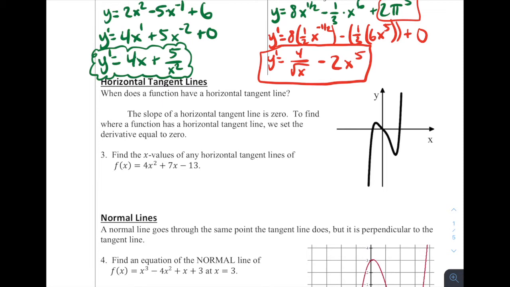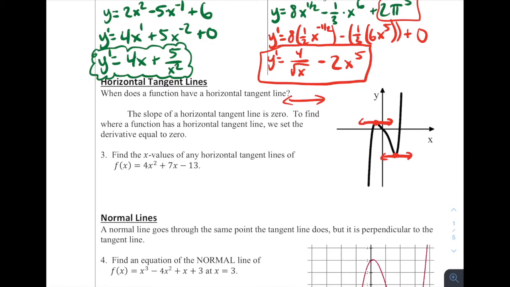Horizontal tangent lines. When does a function have a horizontal tangent line? Well, if we think about this example function that we've got over here, a horizontal line is going to look like this, right? It's going to be going straight across. So when do we see horizontal tangent lines? In this case, I see one right here, and also right here, that would have a horizontal tangent line.